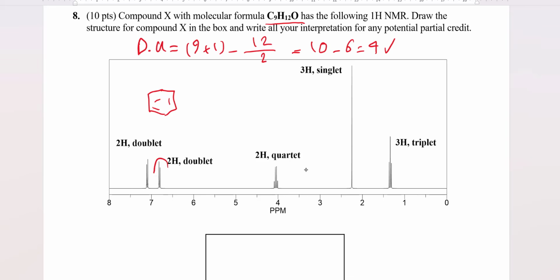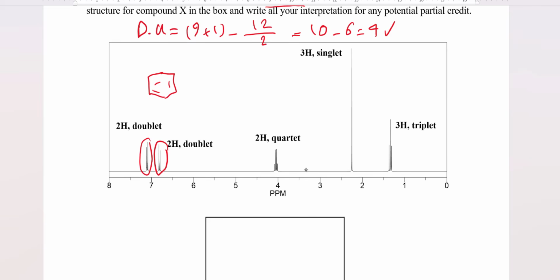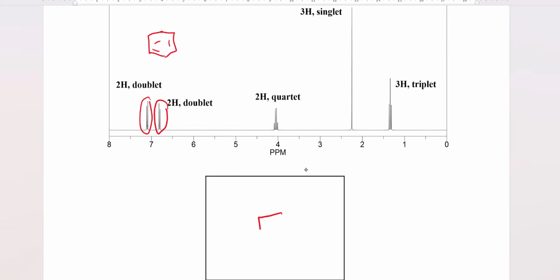The pattern is one doublet with 2 hydrogens, another doublet with 2 hydrogens. This pattern belongs to a benzene ring that has substituents on positions 1 and 4. Each of these hydrogens has one neighbor and shows a doublet. And the molecule is symmetric, so the left and right hydrogens are identical. So each peak has 2 hydrogens and is a doublet.